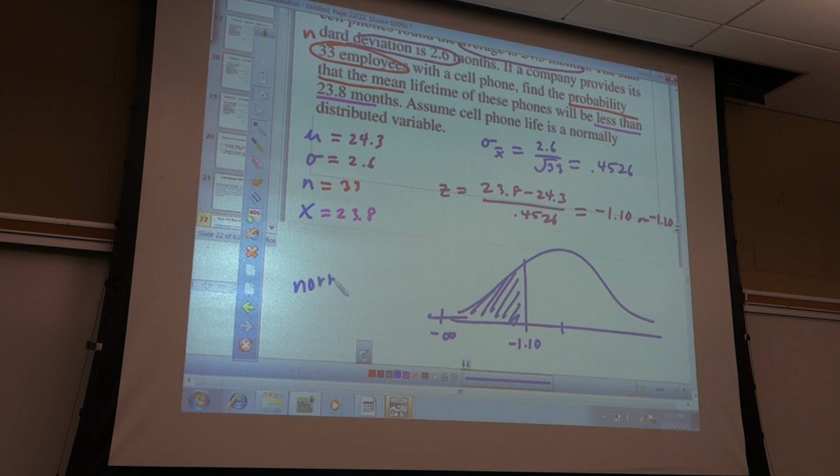So then, Francois, what did you do? Normal CDF, negative infinity to negative 1.10. And you got 0.1357. And that's the number that goes inside here. 0.1357. Okay, good? All right.